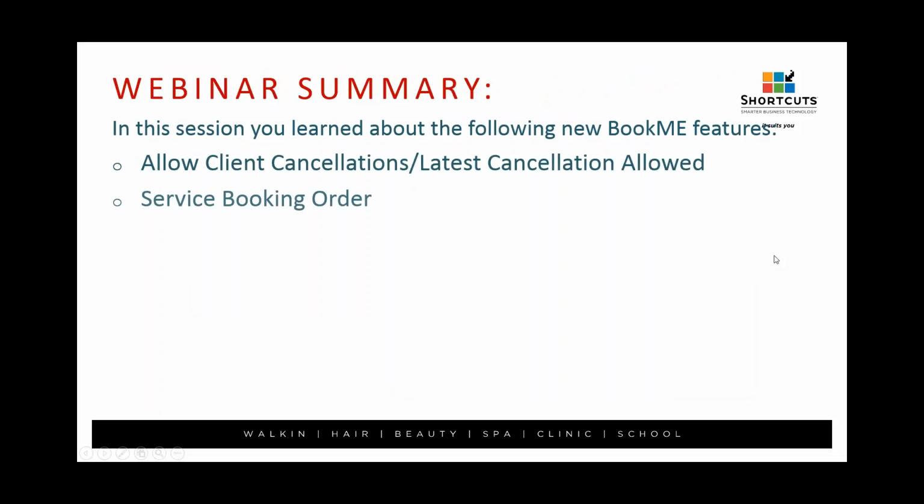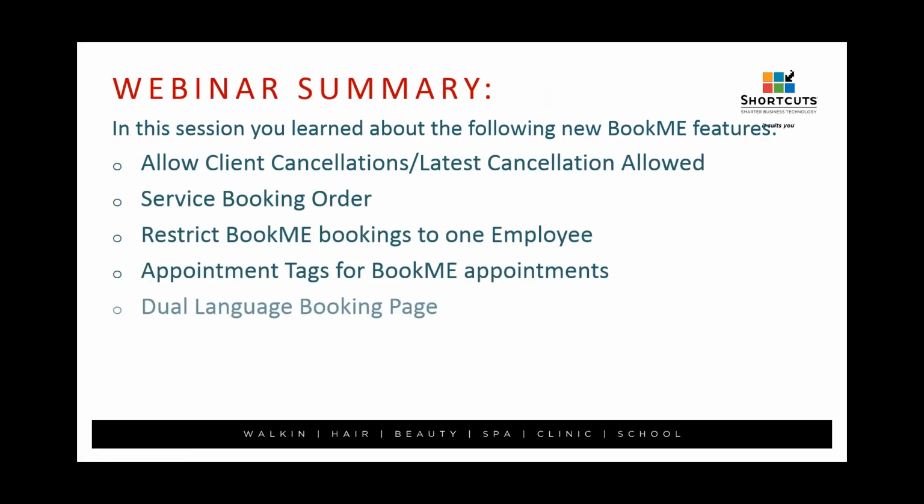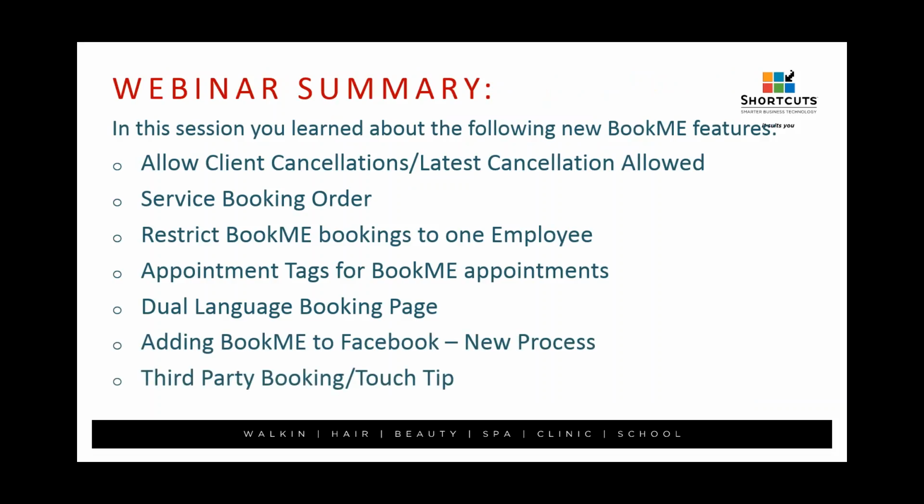So here's just a summary of everything that we've covered today, the new BookMe features that we've discussed and talked through. Okay, so again, allowing clients to cancel and reschedule their appointments online. The service booking order. So if we prefer our colors to be booked before our cuts, we can specify that in the BookMe settings. Being able to restrict BookMe bookings to a single employee. Appointment tags for BookMe appointments. So actually being able to apply tags now through the booking process. The dual language booking page, so being able to have more than one language displayed on your online booking page.